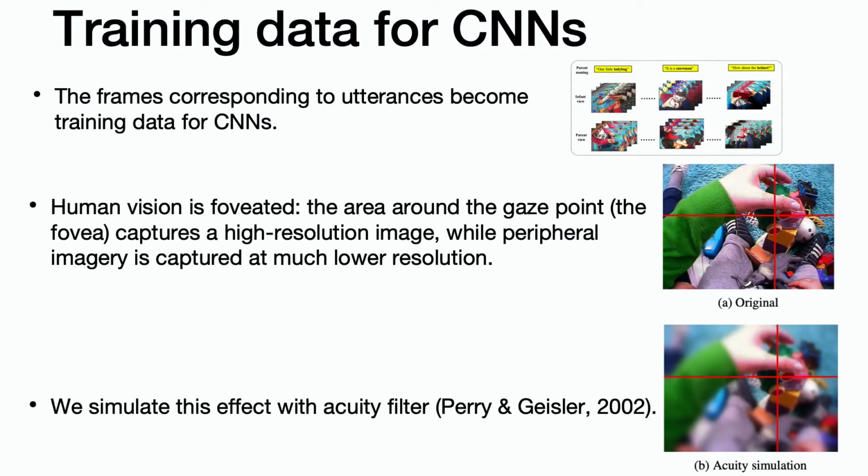However, we don't just use these images as training data as they are. Human vision is foveated, which means the area around the gaze is higher resolution, whereas the area far from the gaze has lower resolution. Therefore, we simulate that effect using an acuity filter, as we show on the right side.